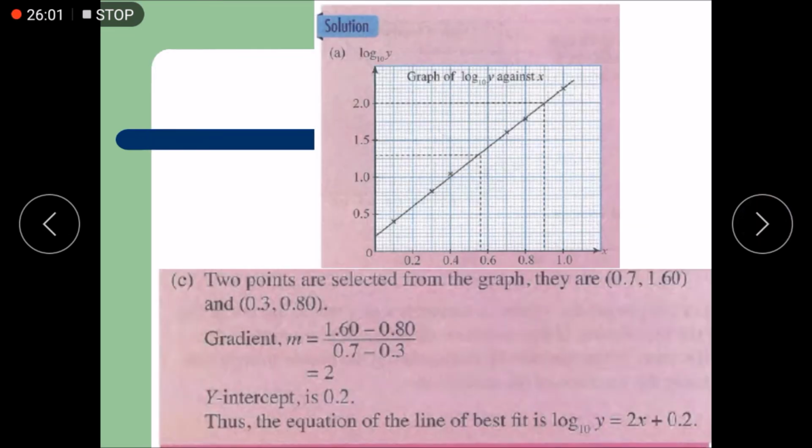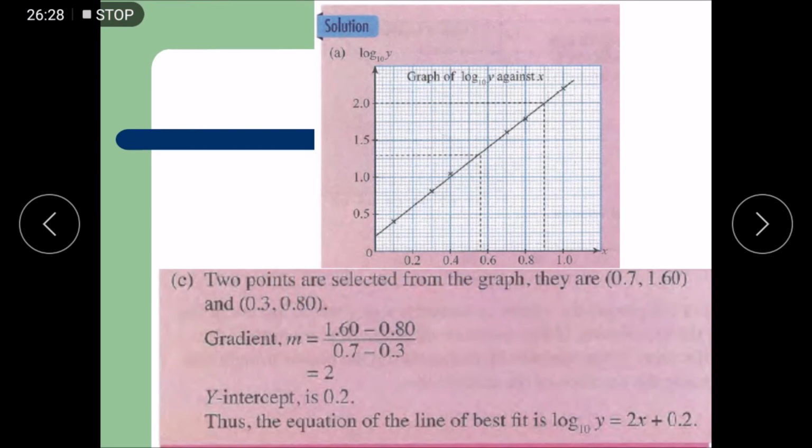Then the last question, C. There are 2 points selected from the graph. The question C is to find the equation. So the equation that we need to find is from the line. Again, after we have drawn the line, you have to find the gradient. Using the points from the graph, you must select from the graph. Don't use from the table.